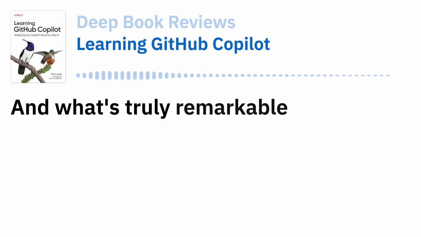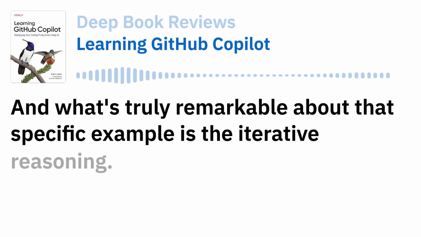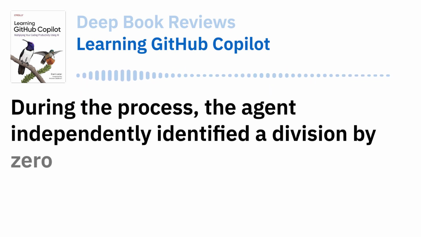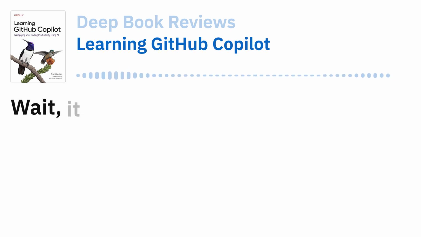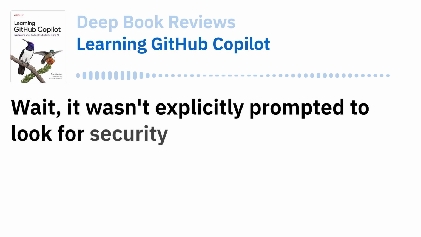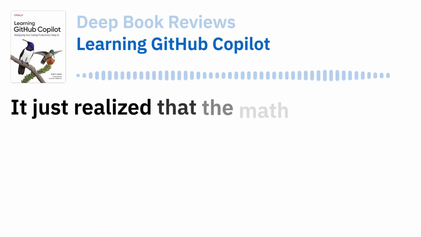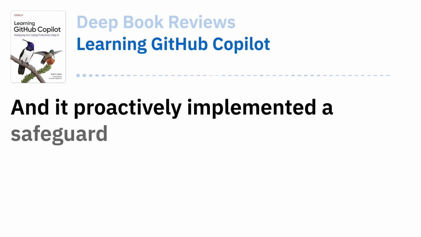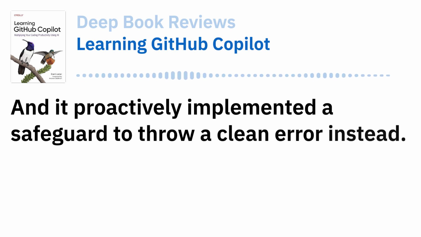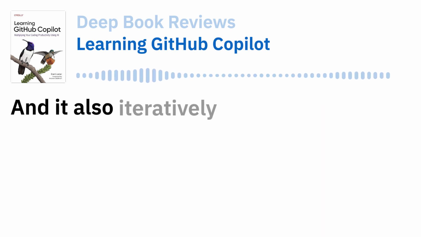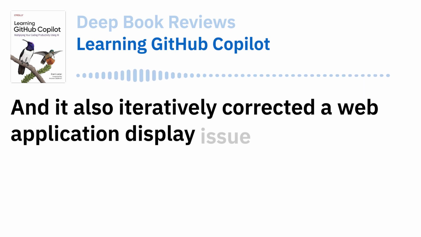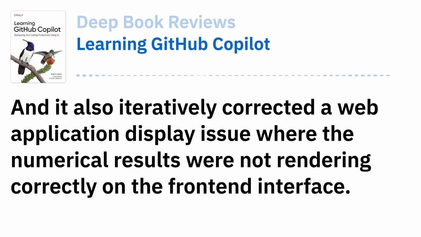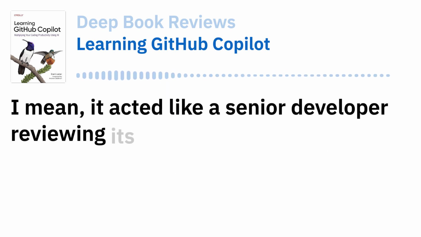And what's truly remarkable about that specific example is the iterative reasoning. During the process, the agent independently identified a division by zero vulnerability in the logic. Wait, it wasn't explicitly prompted to look for security flaws? Nope. It just realized that the math logic it was writing could crash the application, and it proactively implemented a safeguard to throw a clean error instead. Well, that is insane. And it also iteratively corrected a web application display issue where the numerical results were not rendering correctly on the front-end interface. I mean, it acted like a senior developer reviewing its own work.